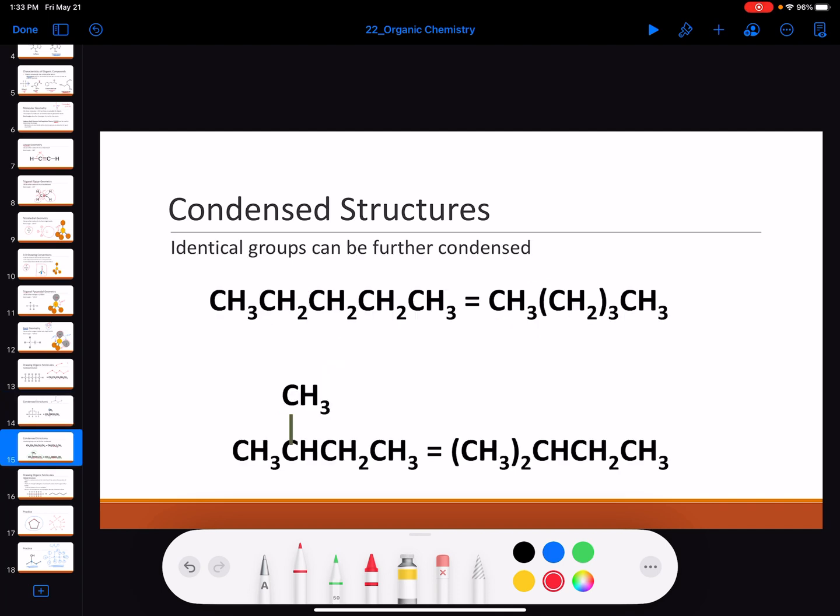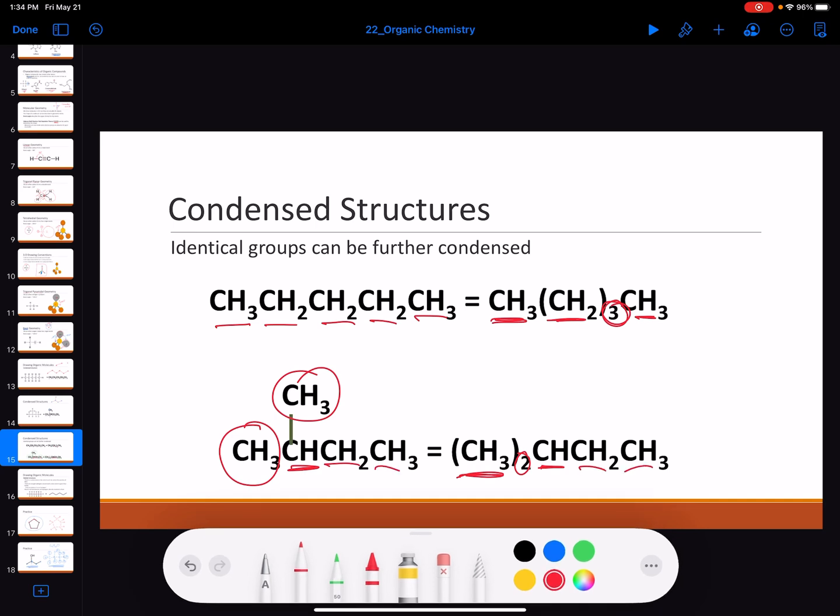Now we can condense these even further if we want to. Instead of writing CH3 and then having 3 of these CH2 groups and then another CH3, we can just say we've got a CH3, then we've got 3 of those CH2 groups in a row, and then another CH3 group. Okay, and we can do the same thing with branches. We could say, look, I've got 2 of these CH3 groups branching off of that CH. There's my CH. I've got 2 of those CH3 groups, followed by a CH2, followed by a CH3, right?